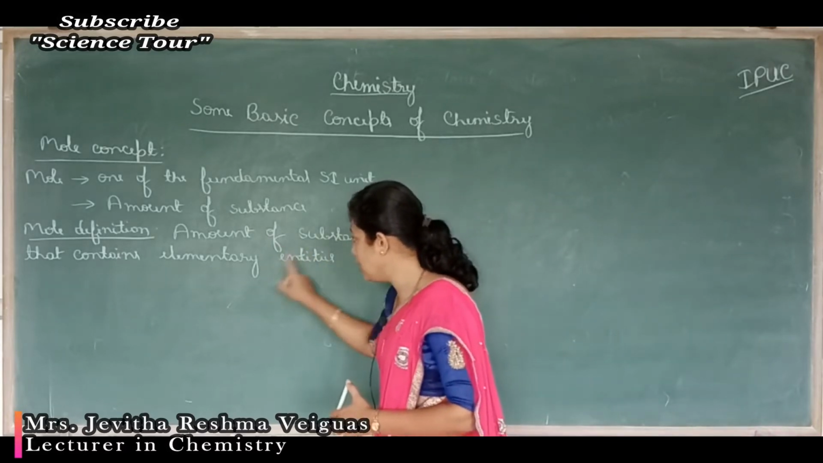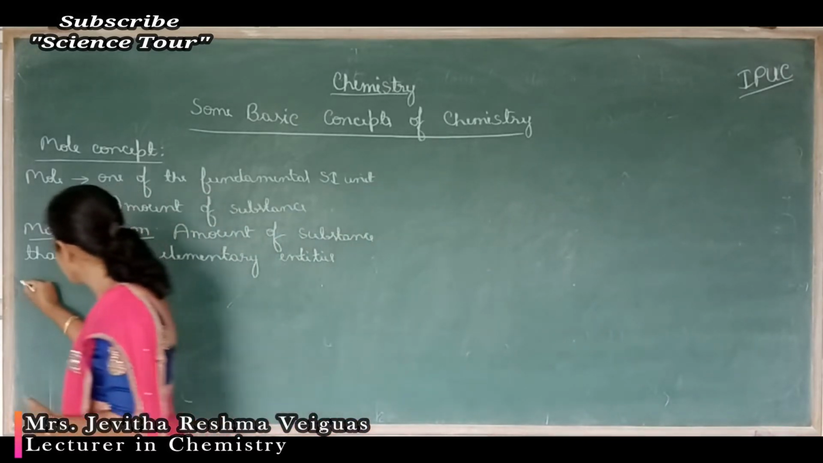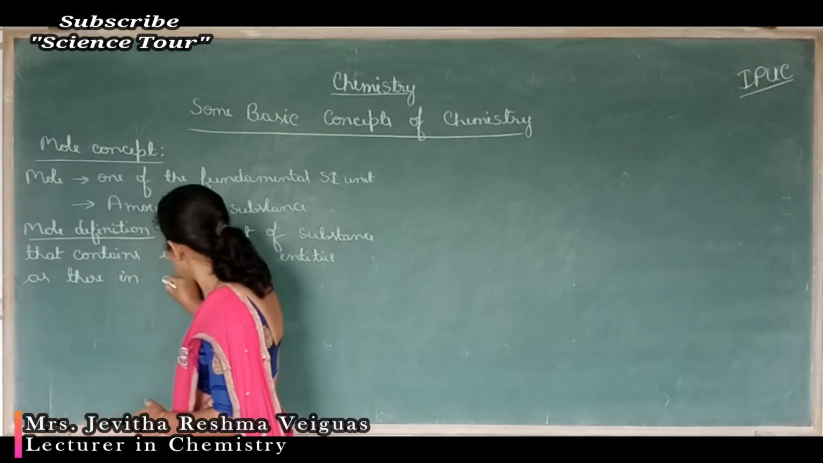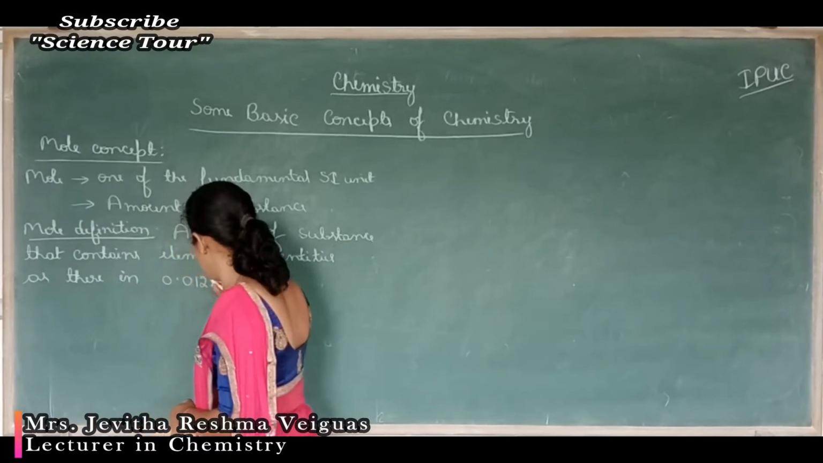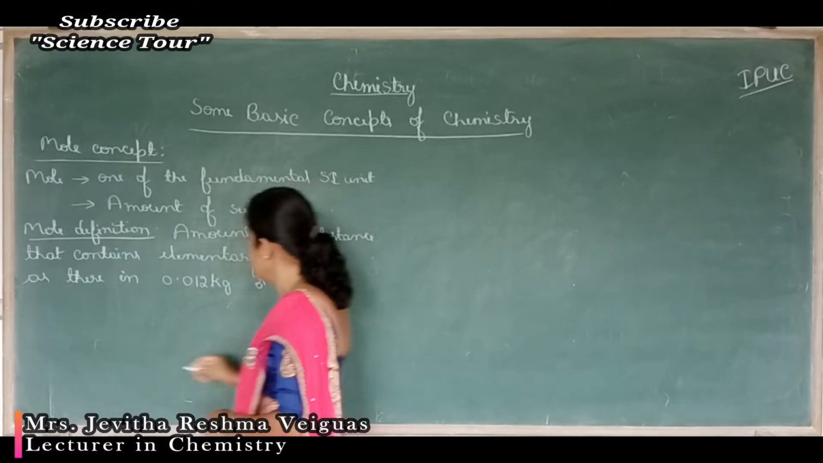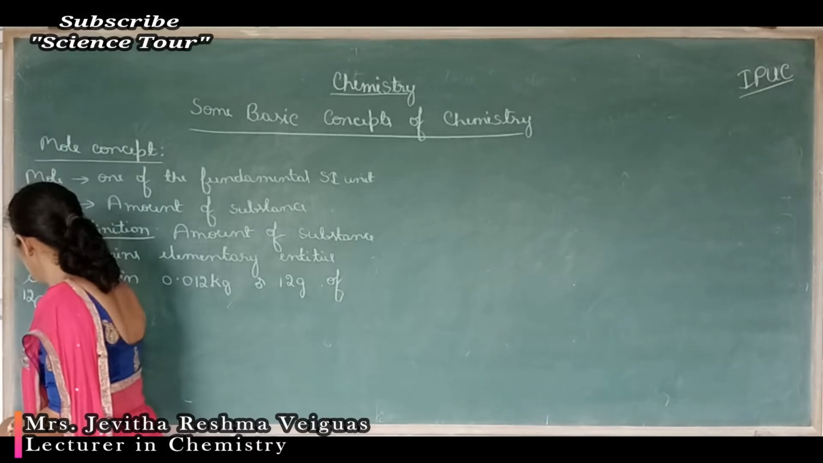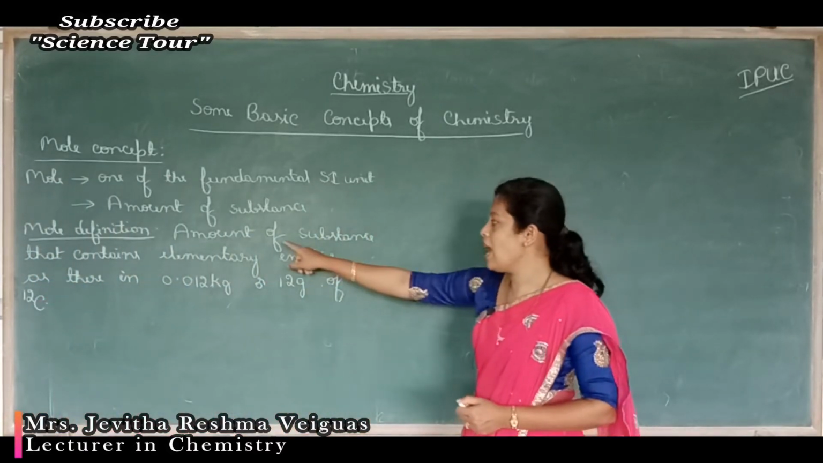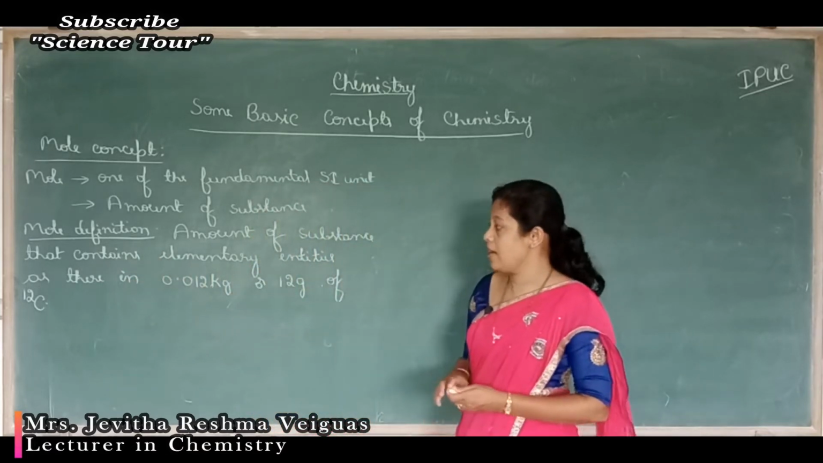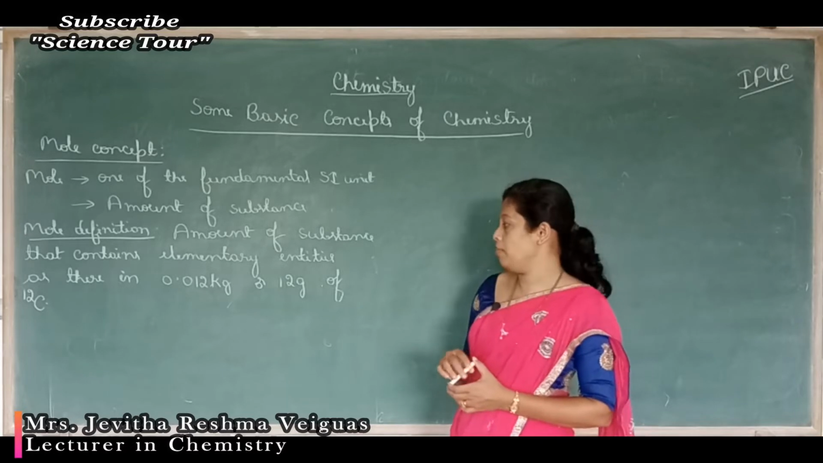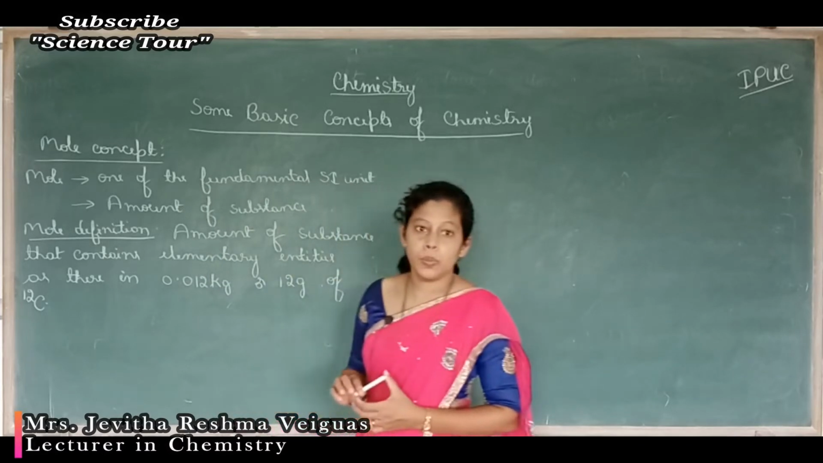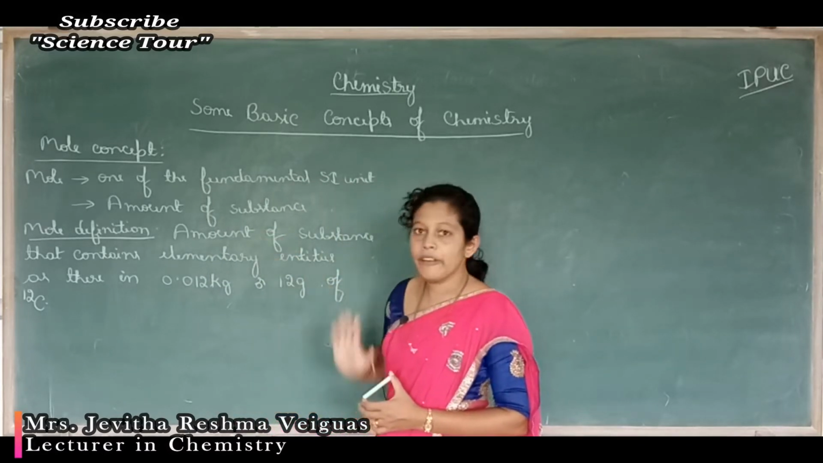Amount of substance that contains elementary entities as there are in 0.012 kilogram, or 12 gram, of carbon 12. Carbon 12 is one of the isotopes of carbon. So this is the definition of mole.